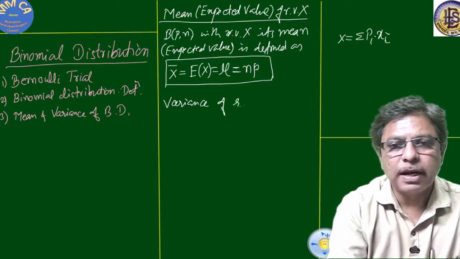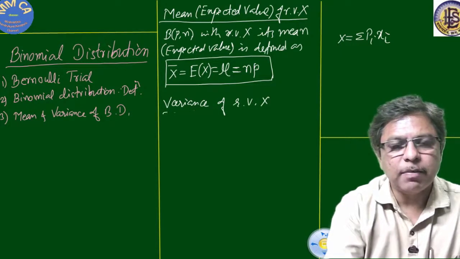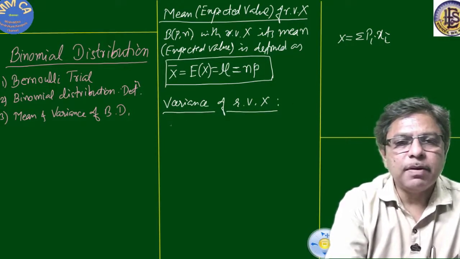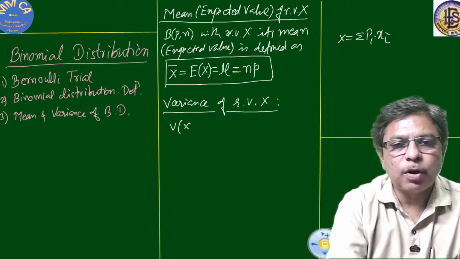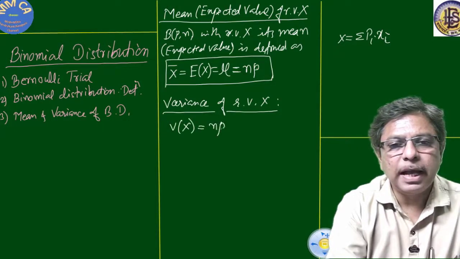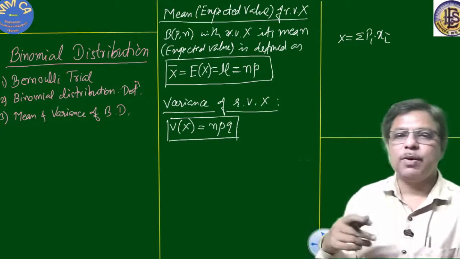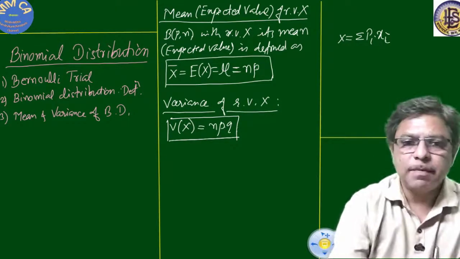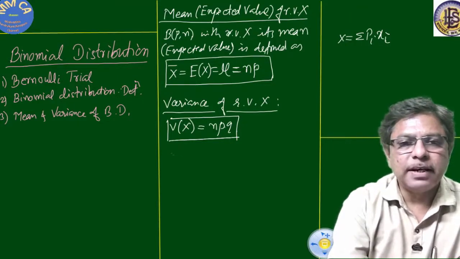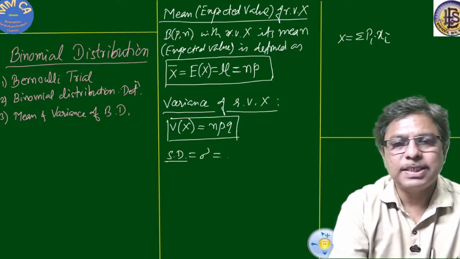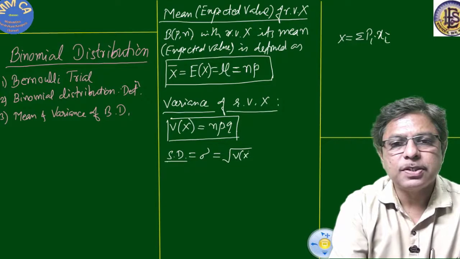The variance of a random variable with binomial distribution, this random variable x, is obtained by the simple formula npq. So n is the total number of trials, p is the probability of success, and q is the probability of failure, and it gives the variance. For standard deviation, denoted by sigma, we have the formula: it is the root of variance, or square root of n into p into q.